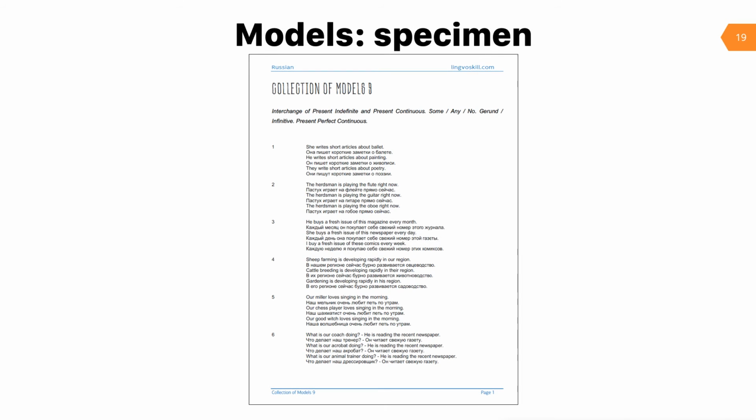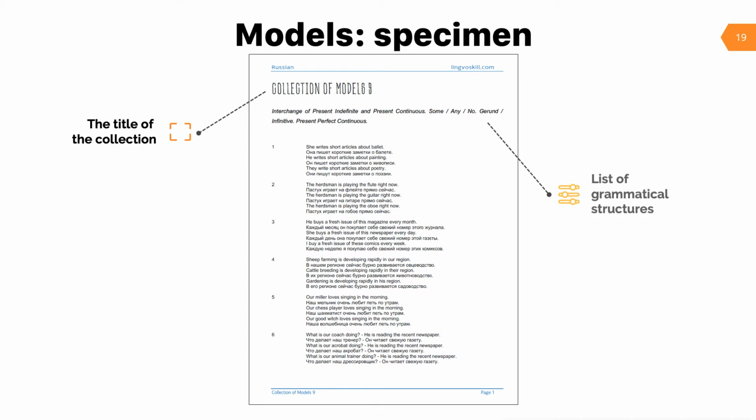So let's see what our collection looks like. In fact, these are PDF files that you can find in your personal account on the educational platform, and you can print them out and start working with them. Let's first look at what the file with the collection consists of. Naturally, this is the title of the collection. Next, under the title of the collection, we have a list of grammar structures. For example, this is the 9th collection, and we have a list of those grammar structures that are practiced in this 9th collection of models.